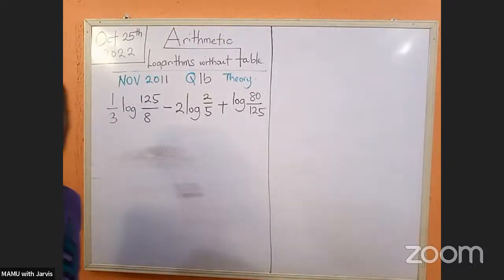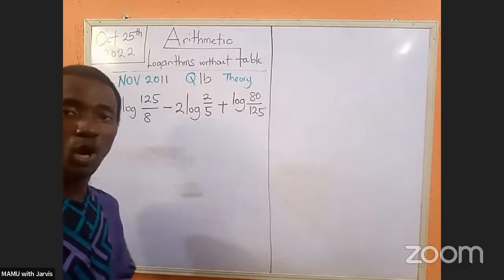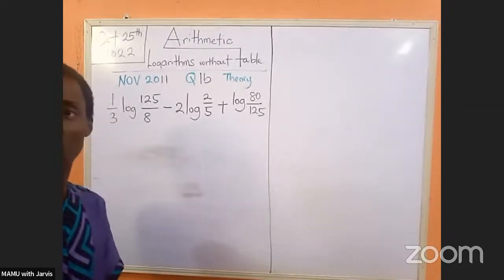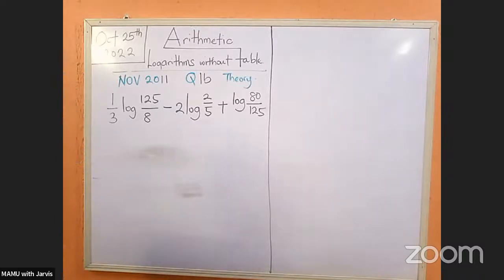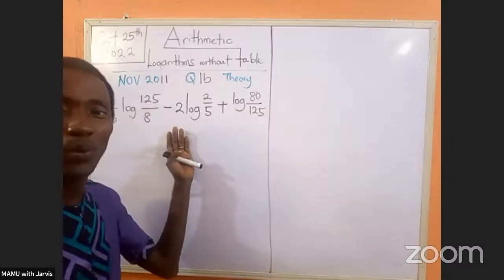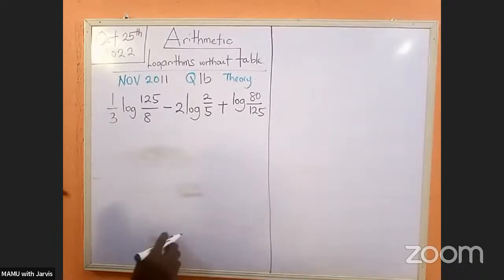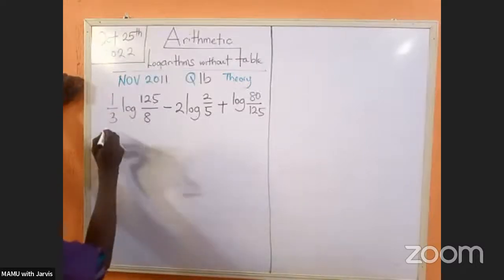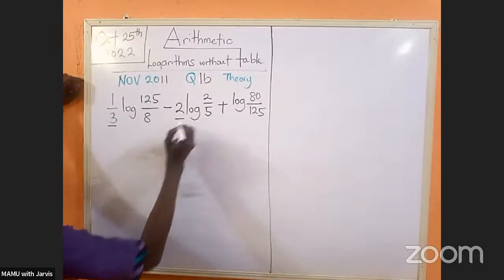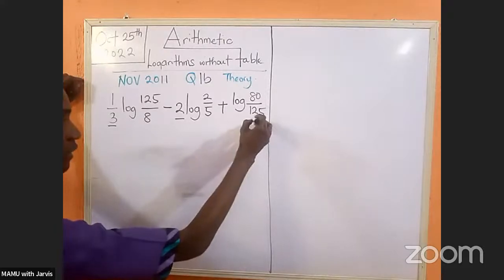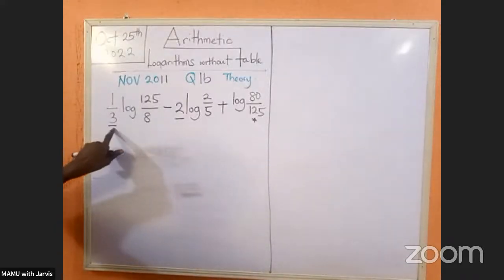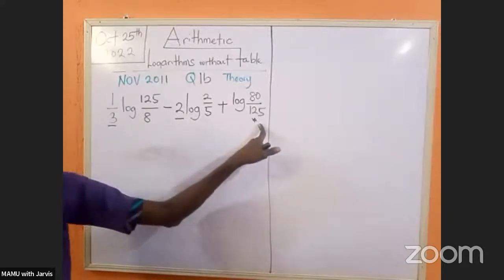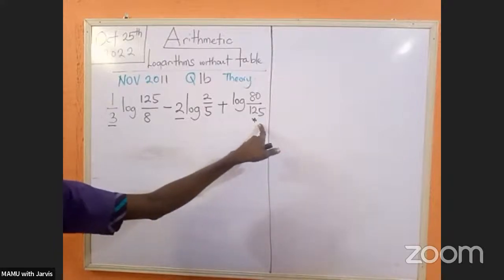Okay, now remember that logarithm comes under a branch of mathematics called arithmetic. So logarithm is essentially arithmetic. Please, when you see problems like this, don't be in a hurry to solve. The first thing you need to do is take care of this and simplify this. To simplify this will mean that you will reduce to the lowest terms.